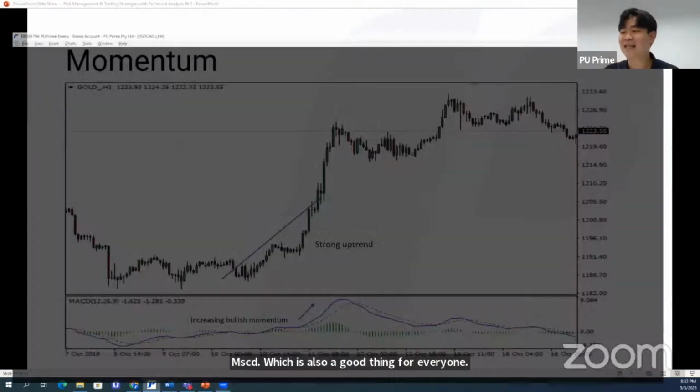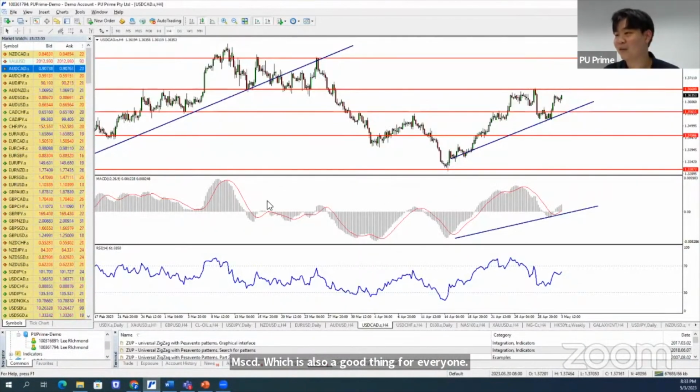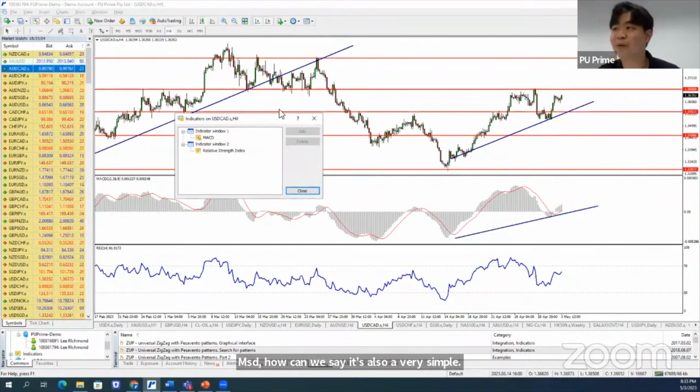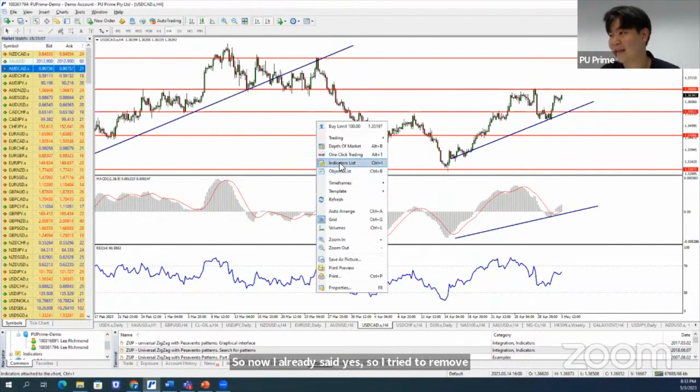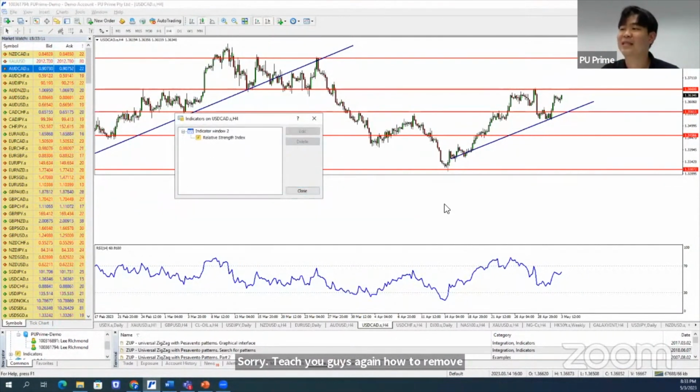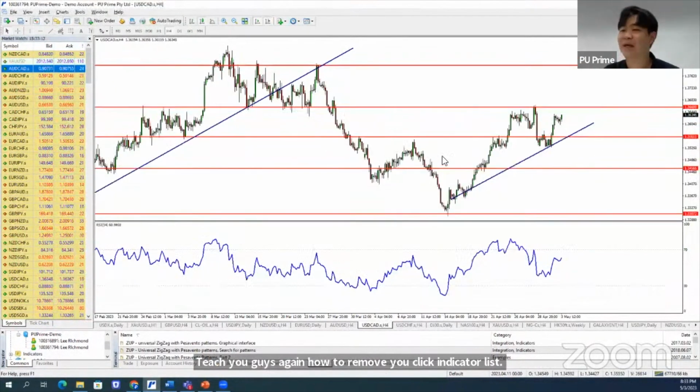MACD, how can we set it? It's also very simple. Now I already set it here, so I'll try to remove it. I'll teach you guys again how to remove it. You click the indicator list, and then you click here, and then you delete. The MACD is gone. Everything becomes clear.